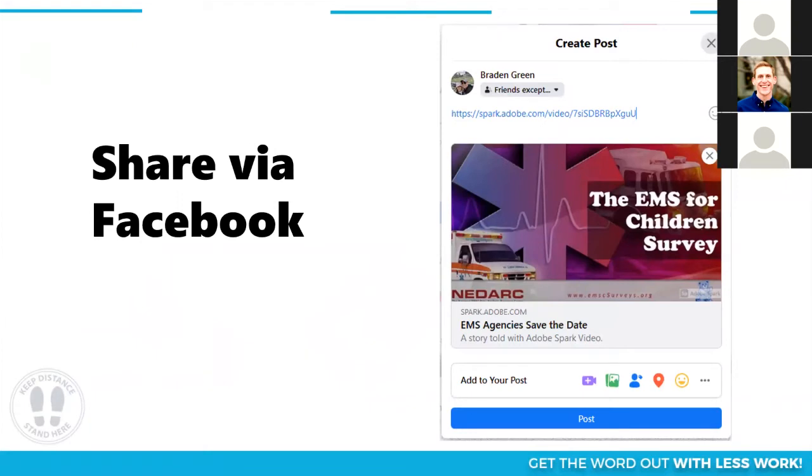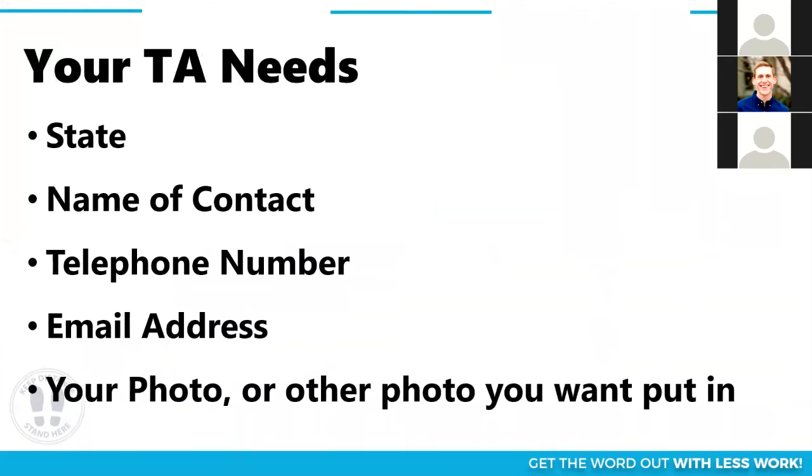And as mentioned, if you add it to Facebook, oftentimes the easiest way is to just use that link. It'll populate with a thumbnail that people can then see, and click on the video, and it will take them to show it. In order to do this, your TA needs 5 things. They need what state you're in, the name of the contact person, most likely that will be you. If there's somebody else they should contact, it could be them, but most likely it would be you. Your telephone number, your email address, and then your photo or another photo that you want put in there.